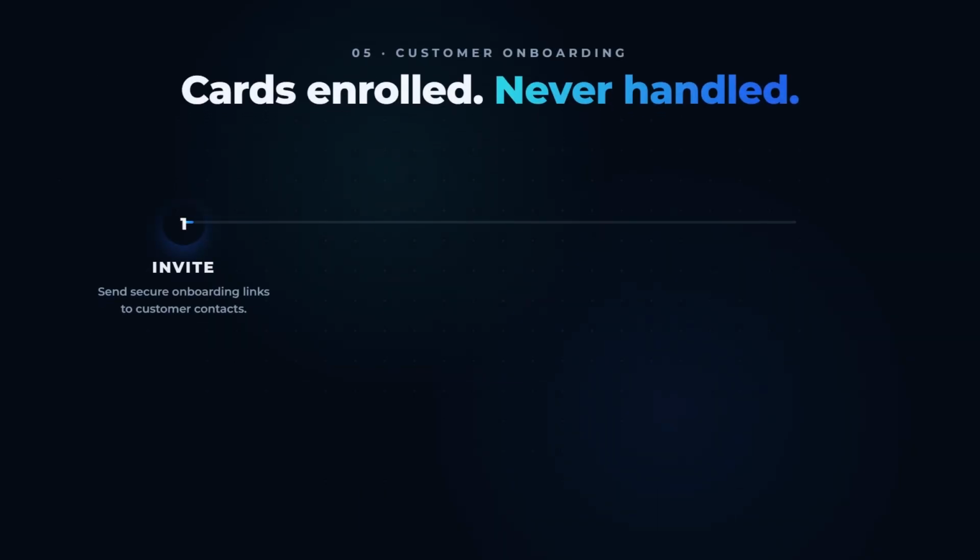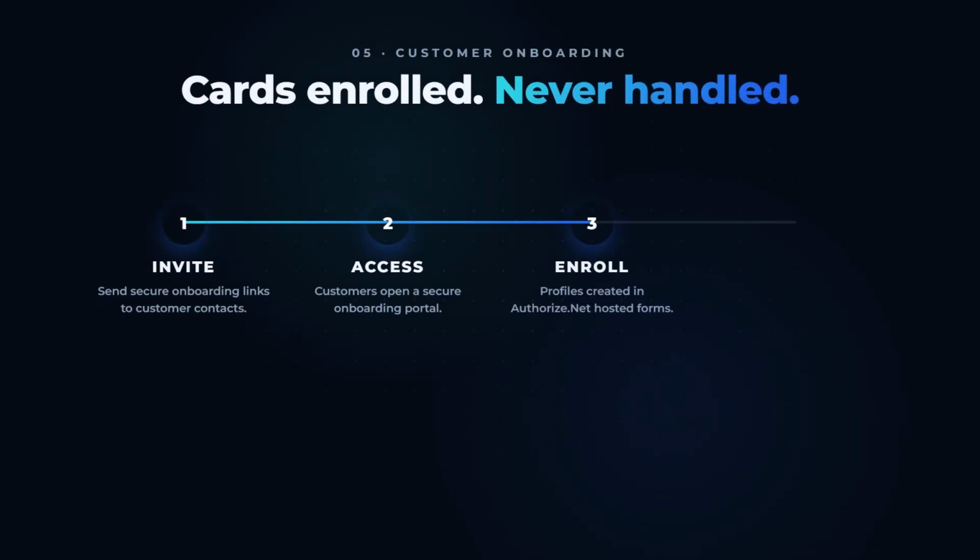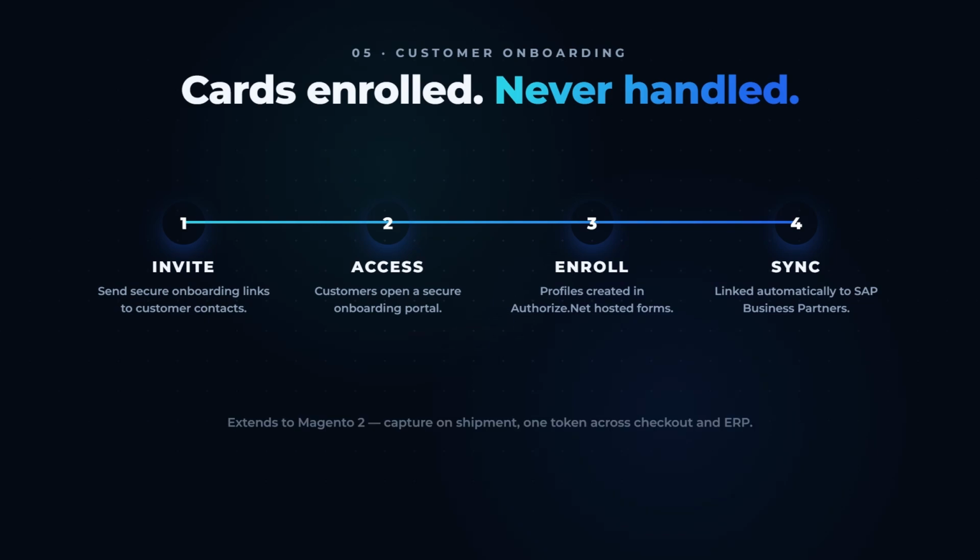So, how's the onboarding? Because this is usually the part that stalls a project. Moving customers you already have into the new solution. Here, it's four steps, and no one on your team ever touches a card. You send your contacts a secure link, they open the portal, enter their own card through Authorize.net, and it attaches itself to the right business partner in SAP. It's that simple.